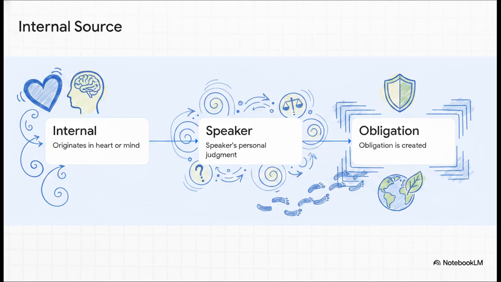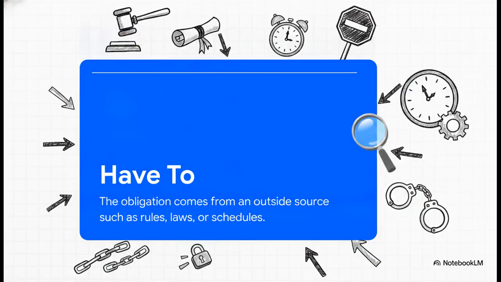So when you say, I must finish this report tonight, that is your own internal drive pushing you. There's no boss standing over your shoulder forcing you. You're forcing yourself. Or if you say, we must protect endangered species, you're expressing a really deep moral or personal belief.